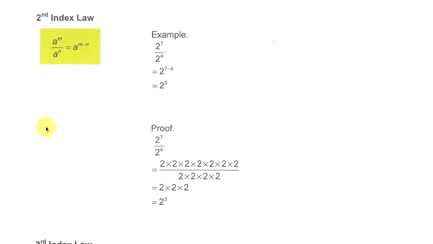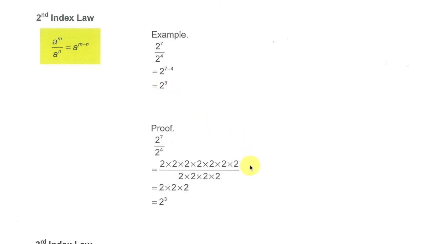Second index law, similar idea. a to the power of m divided by a to the power of n. Because the bases are the same, I can simply do a subtraction of the powers. So our example again, 2 to the power of 7 divided by 2 to the power of 4 becomes 2 to the power of 3. Let's look at the proof.